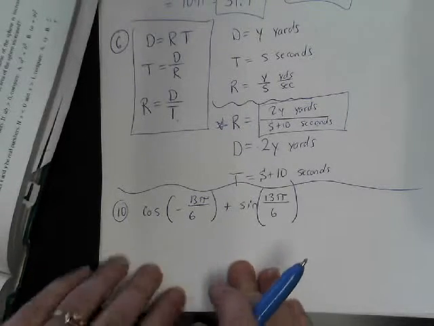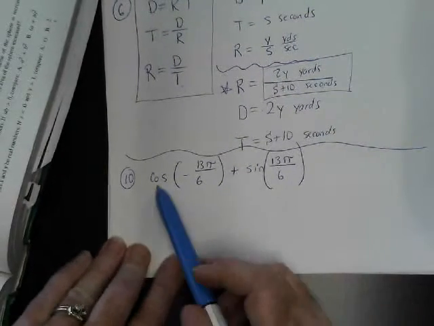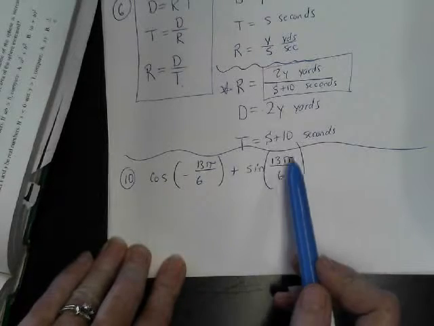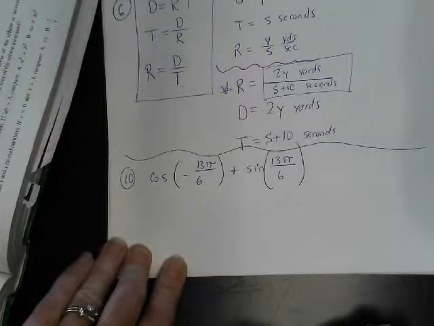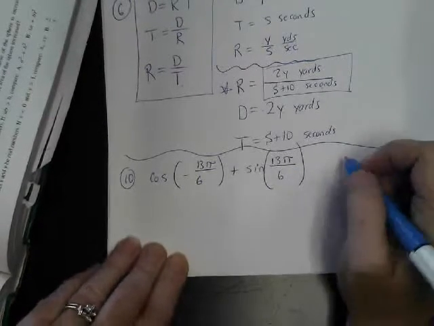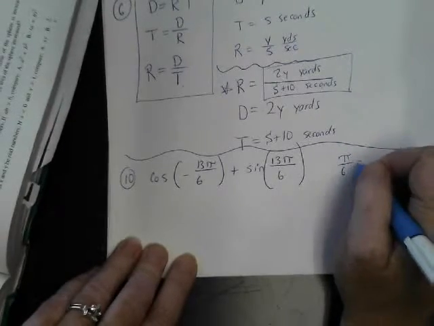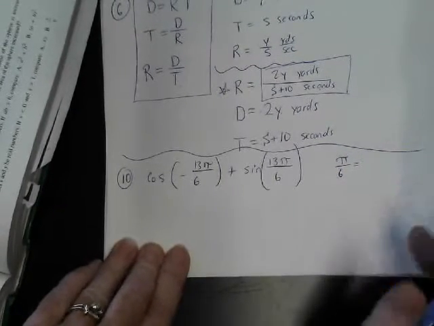This is number 10. Did I write it down right? It's cosine of negative 13 pi over 6 plus sine of 13 pi over 6. Yes. Does anybody remember what pi over 6 is? How many degrees?